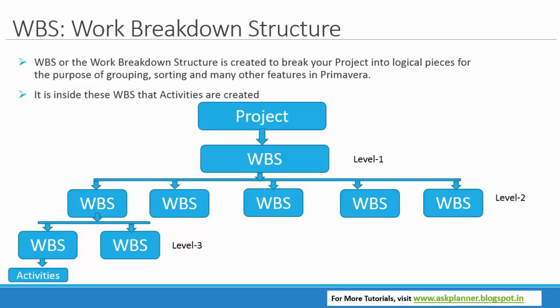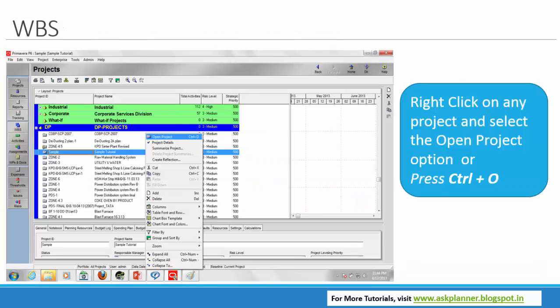Now the EPS has been further divided into WBS. Like for Hyderabad, I have a project. Now the Hyderabad project can be further divided into WBS. Now let's see how to create the WBS. The newly created project can be opened by right clicking and selecting Open Project, or the shortcut is Ctrl O.